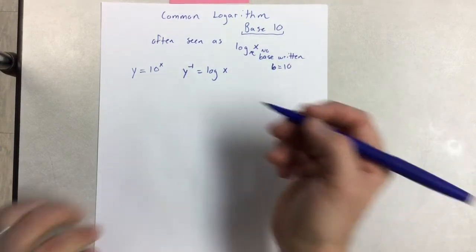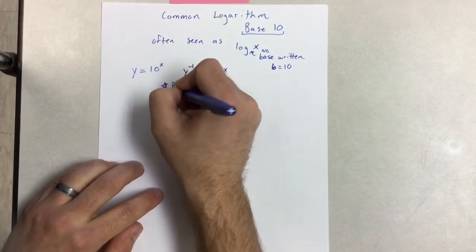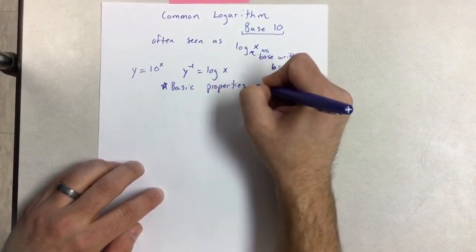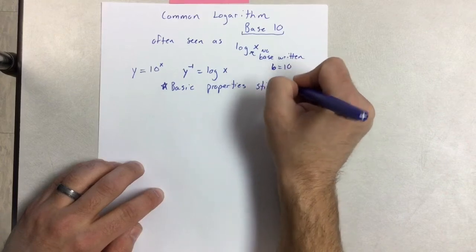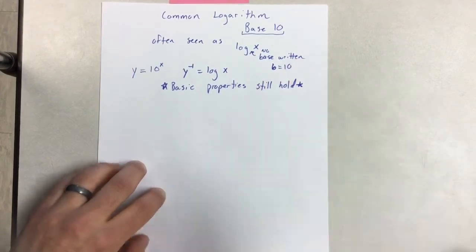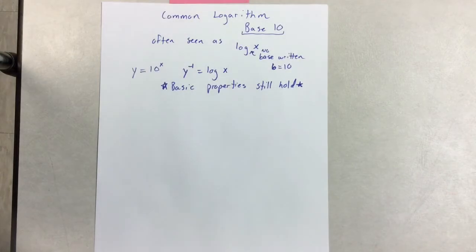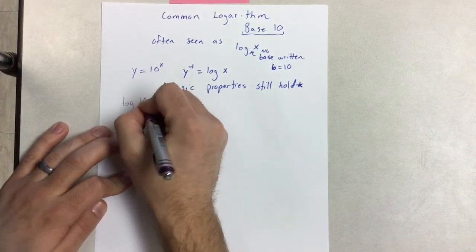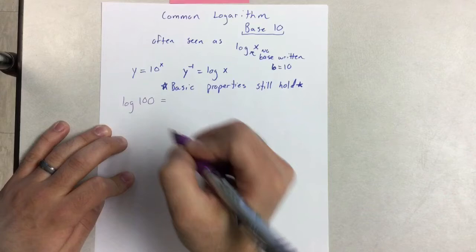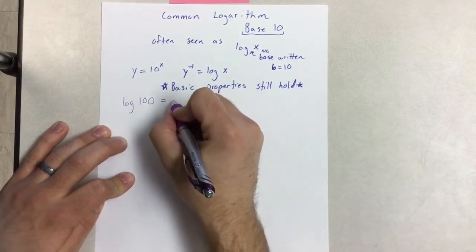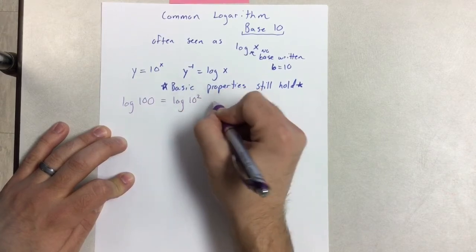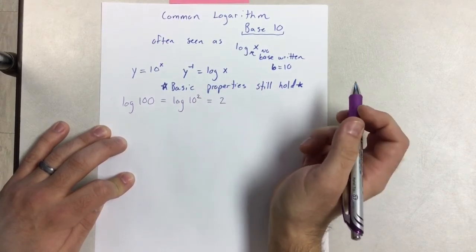So with this common logarithm, all of our basic properties still hold. The four properties that we just came from are still true in this case. Let's see that. I have log, again, base 10 of 100. Can I rewrite 100 in terms of base 10? We can. It's log of 10 squared, so it would equal 2.